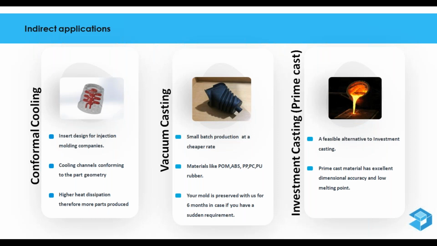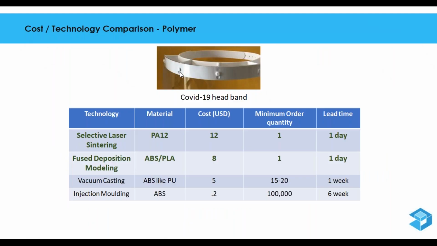Then for very small batch production, like from 5 to 25, vacuum casting is one of the good examples of indirect application of additive manufacturing, where you produce an SLA master, then produce subsequent parts through a silicone rubber mold. Then on the investment casting side, you print a pattern for investment casting, and then subsequent casting can be done in materials of your choice, like nickel superalloys, titaniums, and aluminums. So this is right now widely used as a technology. I just wanted to bring a couple of examples of selection of the technology according to the cost, lead time, and the material selection itself.